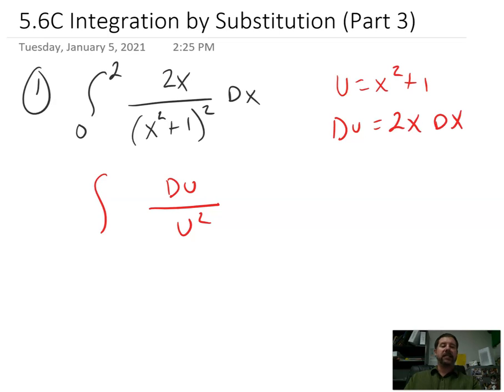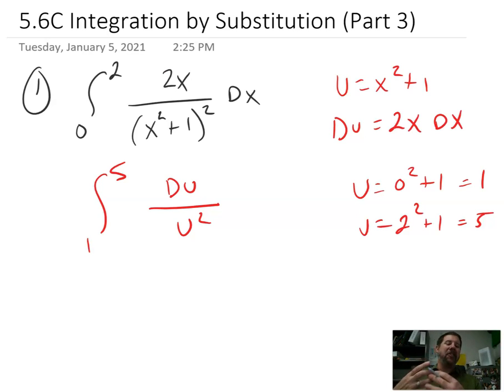And so, real easy to do that. All I do is plug these x values over here into my u equation. So 0 squared plus 1 is 1, and u equals 2 squared plus 1, which is 5. And so I actually want to integrate this from 1 to 5 and not 0 to 2. Okay? And this will save me from having to plug the x's back in at the very end, like when we did the indefinite integrals. This will save me from having to plug back in and writing something that's really mathematically incorrect.